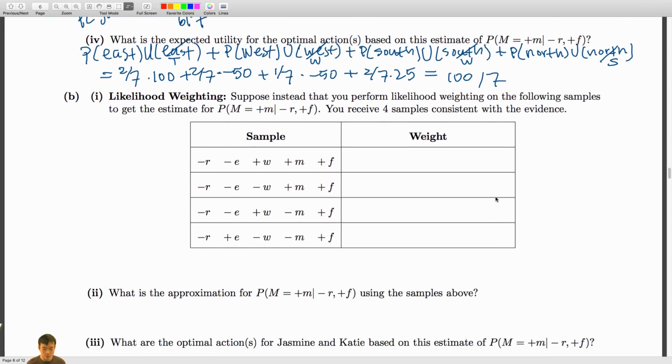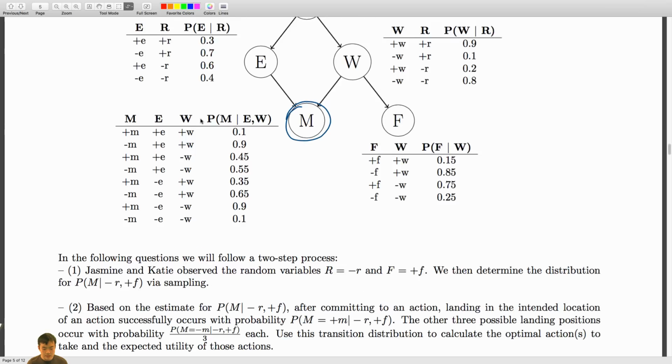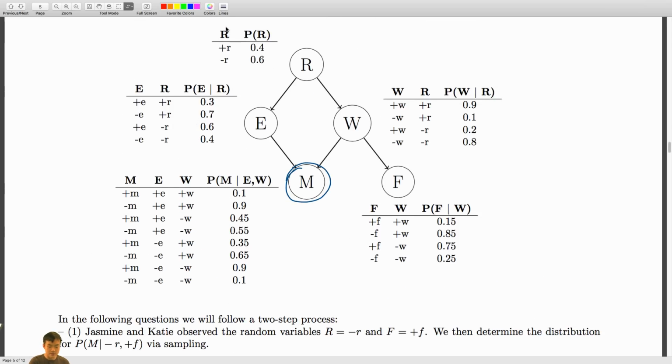So now for the second part, instead of using rejection sampling, we're going to use likelihood weighting in order to compute the samples and then compute the final probability that we want for this value. To do this, we're going to look at a bunch of samples and assign weights for each of them. Recall that for likelihood weighting, the weight for a sample is going to be equal to the weight from the tables for each of the evidence values that we observe. In this case, if we look back at the tables, we're interested in the variables R and F. And we basically want the table corresponding to R and a table corresponding to F.